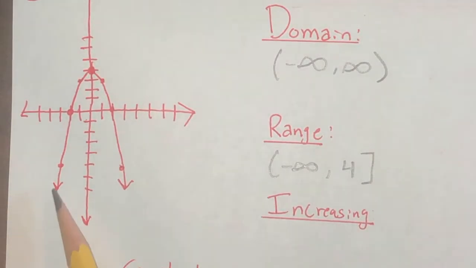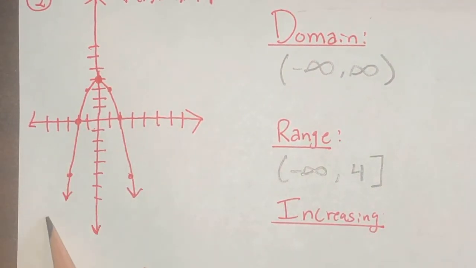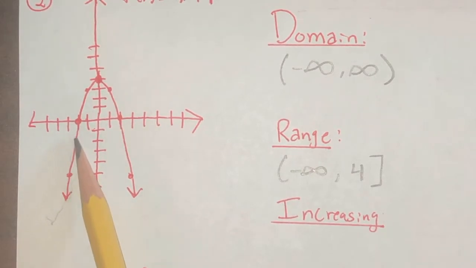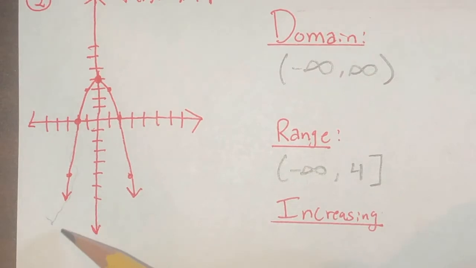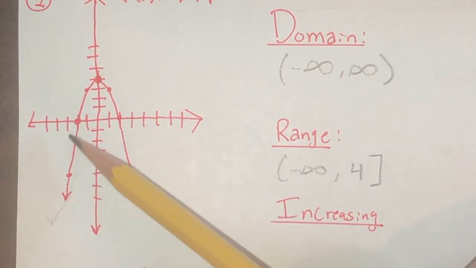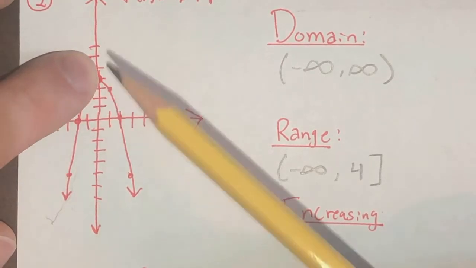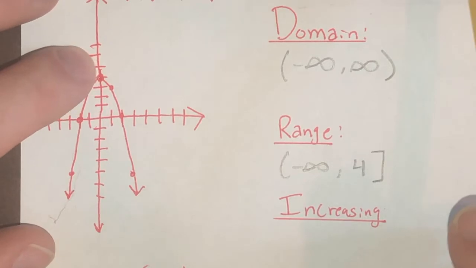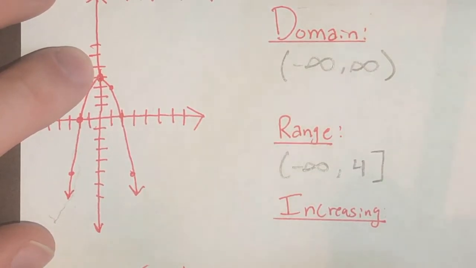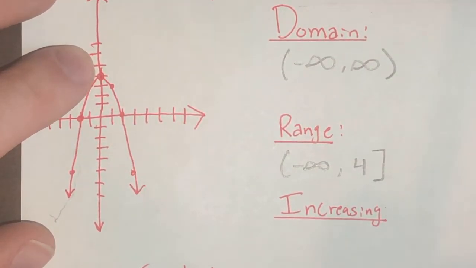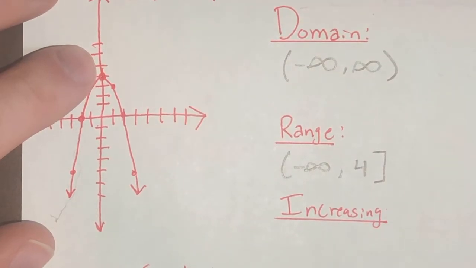And notice we're going from left to right. So we're going up, up, up, up. I know it points down, but we're going left to right right now. So going up, up, up, up, up. All right, so here we are. Now, are we going to write negative infinity to 4 or negative infinity to 0?